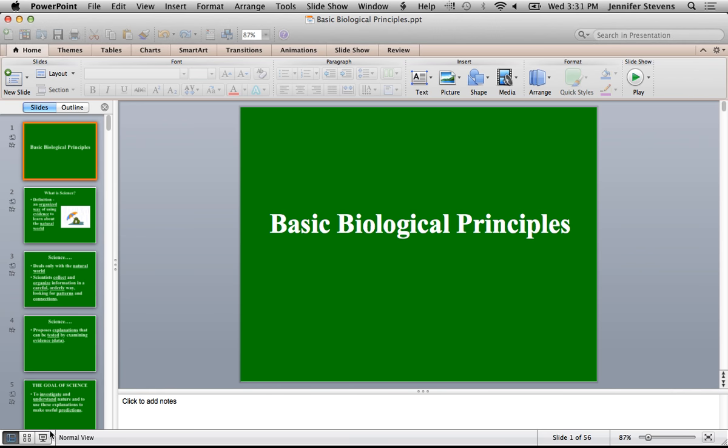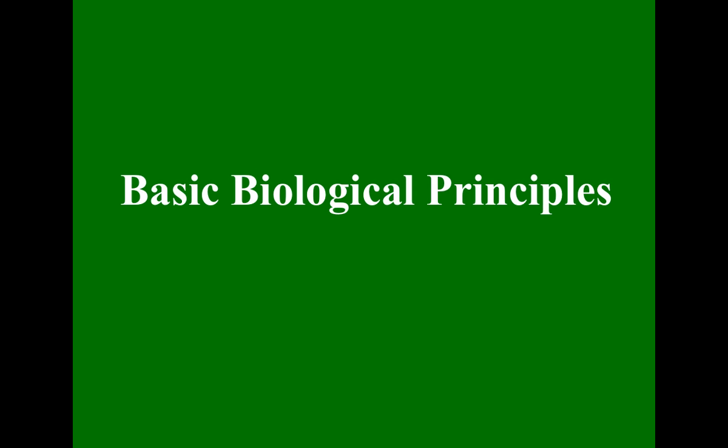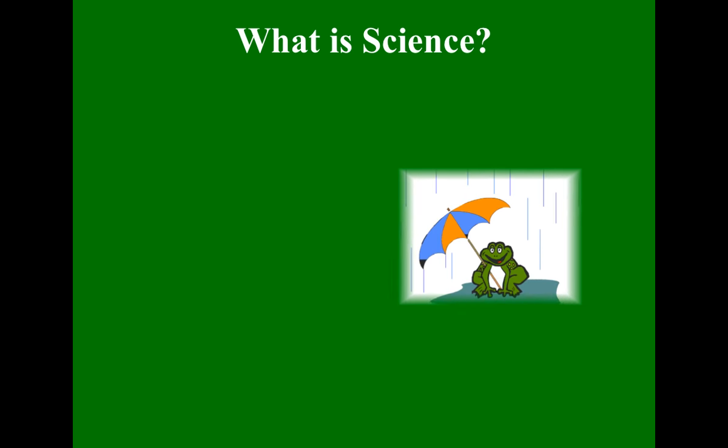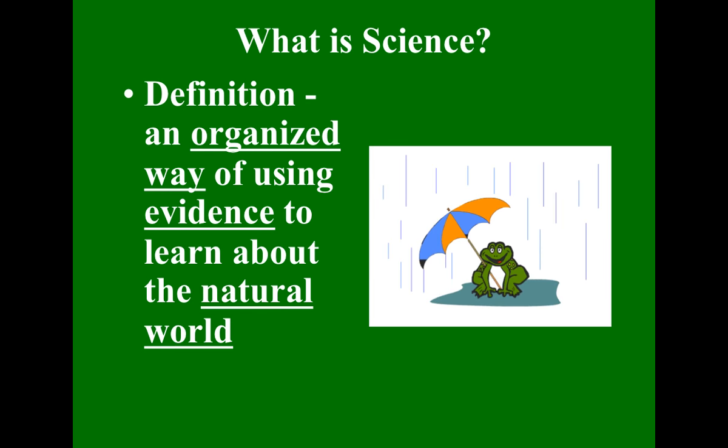Okay, so in Module 1 here, we need to start off this section on basic biological principles by introducing what exactly is science. So science is defined as an organized way of using evidence to learn about the natural world. And that's actually a very purposeful definition. Science, by its nature, is very organized. Evidence, we use a lot of data that we collect, and the natural world. We're only dealing with things that are real.